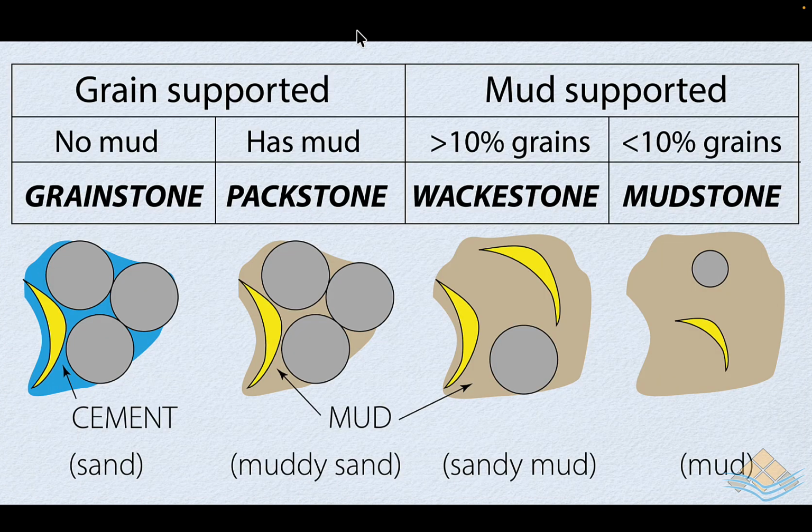Dunham's schema, as it was originally defined, focuses in on the texture of the rock, with the major division between grain-supported and mud-supported fabrics. We then break it down into mud-supported rocks with more than 10% grains, wackestones, and less than 10% grains, mudstone. If the rock was grain-supported and there was no depositional mud, it's a grainstone. If there was depositional mud, it's a packstone.